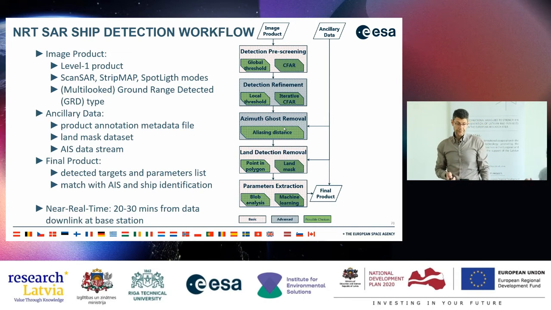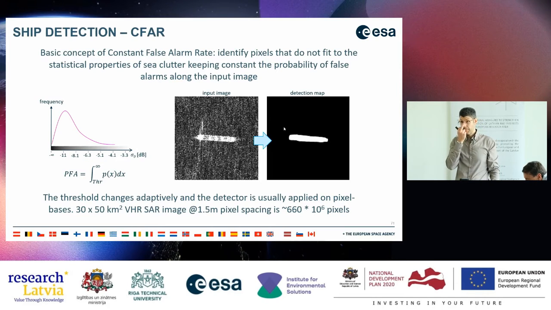So these are the steps. I just want to explain a little bit how the CFAR works, because this is the most used algorithm for ship detection. The concept of CFAR is that you want to keep the false alarm rate constant, right? And you see here the histogram of the amplitude image. Basically, you want to change the threshold in a way that the false alarm rate is kept constant, because as we see, the radar backscatter over the ocean changes. So you have different distributions.